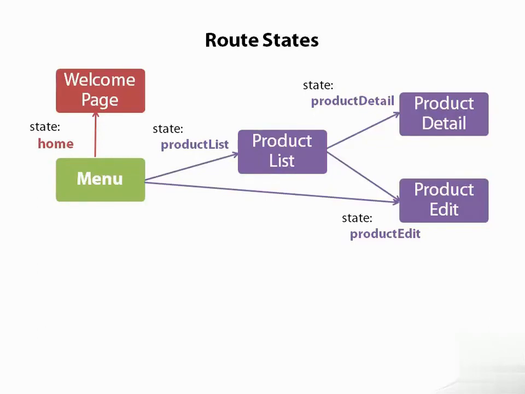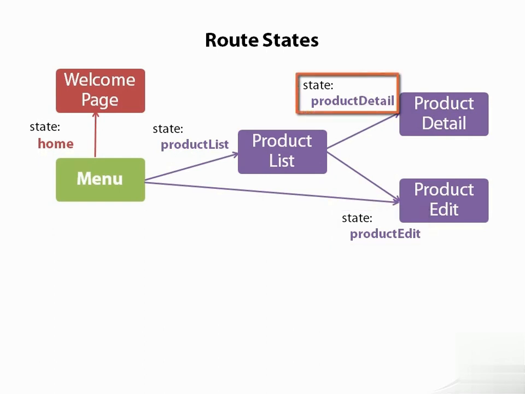These are the route states we have already defined for the sample project. There is a product list state that is used by the product list menu option to display the list of products. There is a product edit state, which is used by the Add Product menu option to display the edit page, and by the product list to edit a product from the list. This state has nested states, which are not shown here.